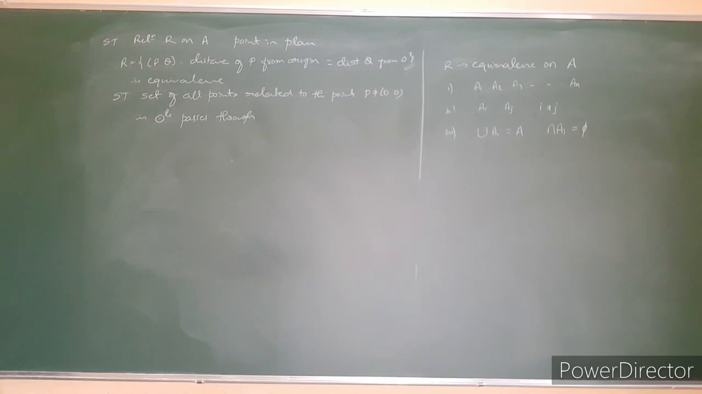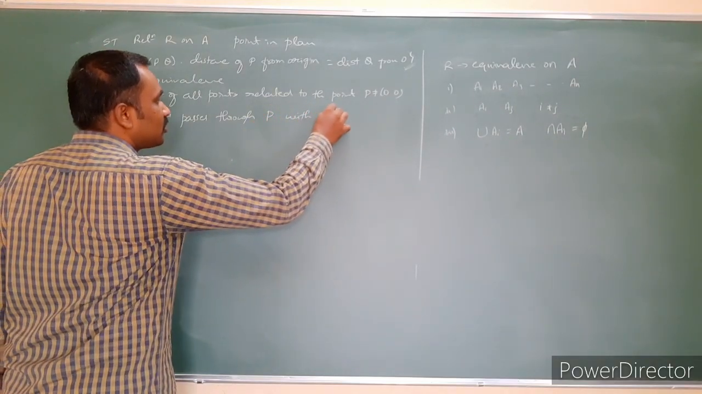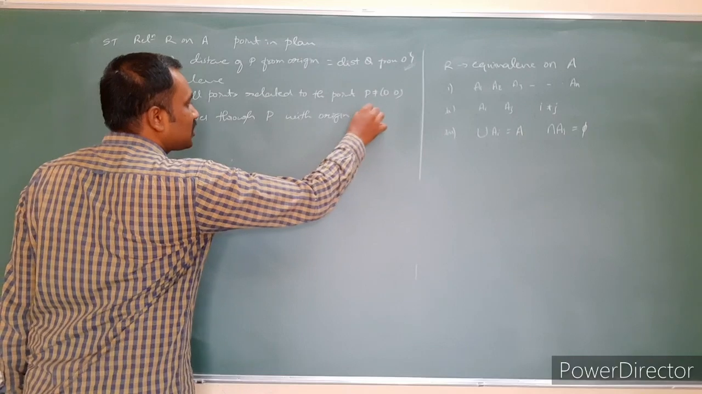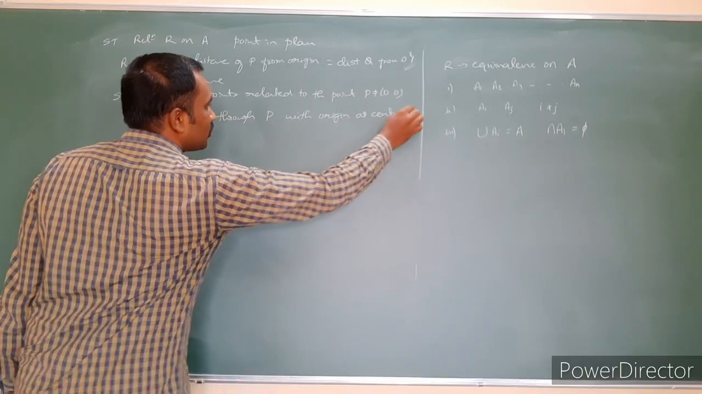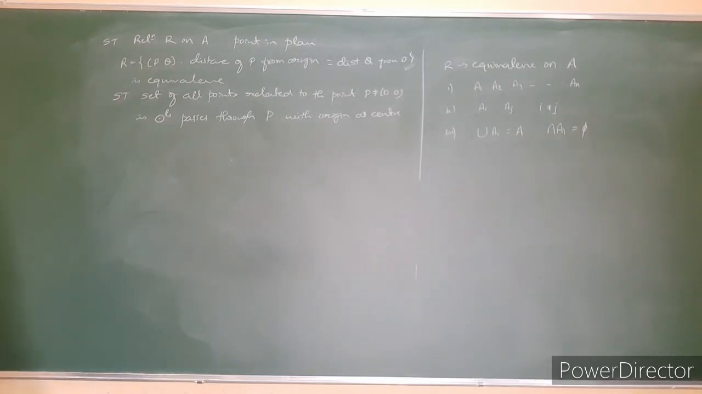Circle passes through the point P with the origin as a center. Here, a relation is given. What is the relation they are given?